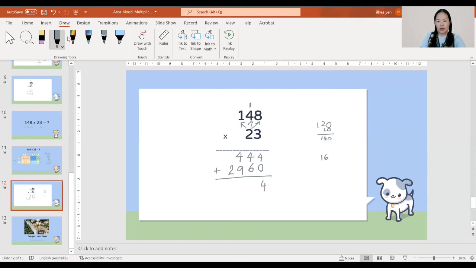Now I'm going to add it all up, starting from the back. 4 plus 6, which is 40 plus 60, is 100. So I'm going to put 0 there, 1 up. 14, 4 down, 1 up, and 3. Okay, so it's a 3,404, just like area model, exactly the same.